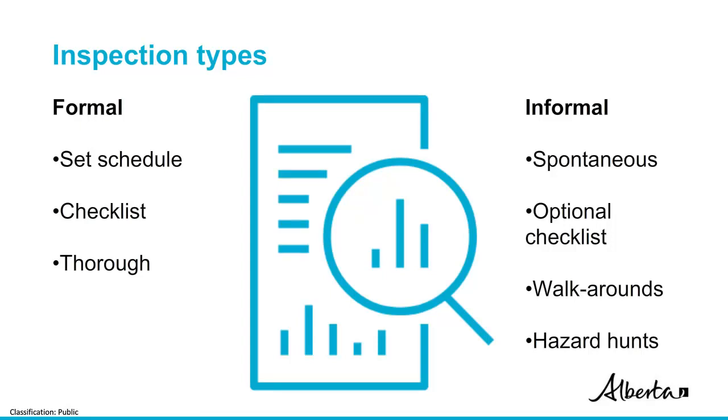Formal inspections occur regularly, usually on a set schedule, and are systematic. Typically, they use a checklist to make sure that all controls are in place and nothing is missed.